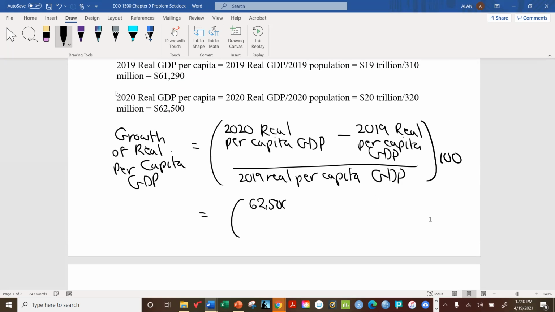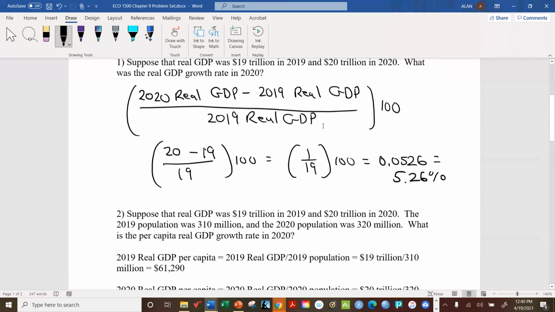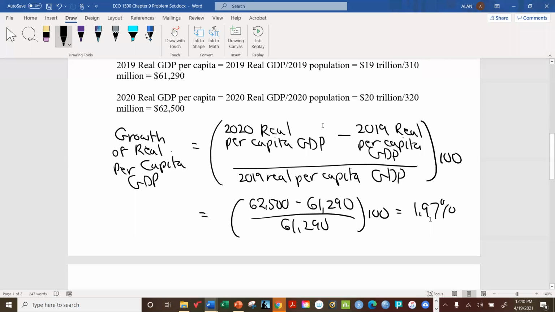All right, so we're going to use the numbers we just calculated. $62,500. All right, and so after all that's done, it turns out to be 1.97%. So while real GDP went up over 5%, the population grew fairly quickly during that period. So on a per capita basis, it only went up about 2%, basically.